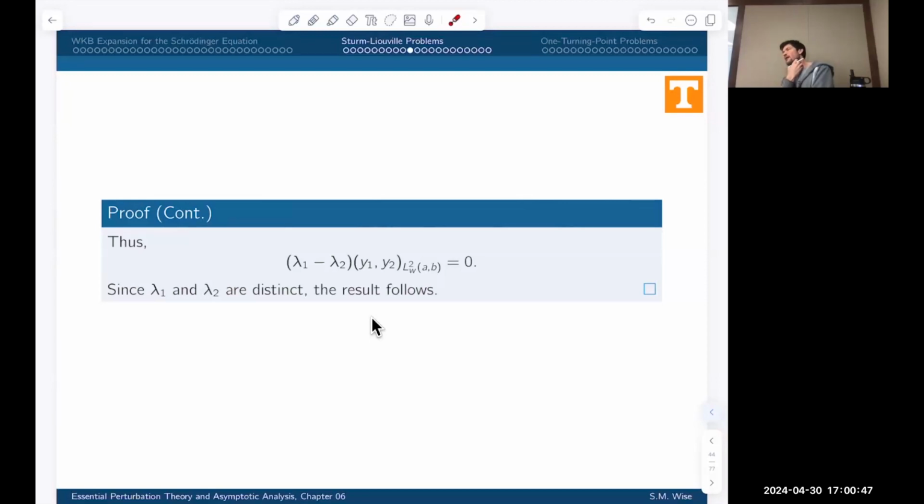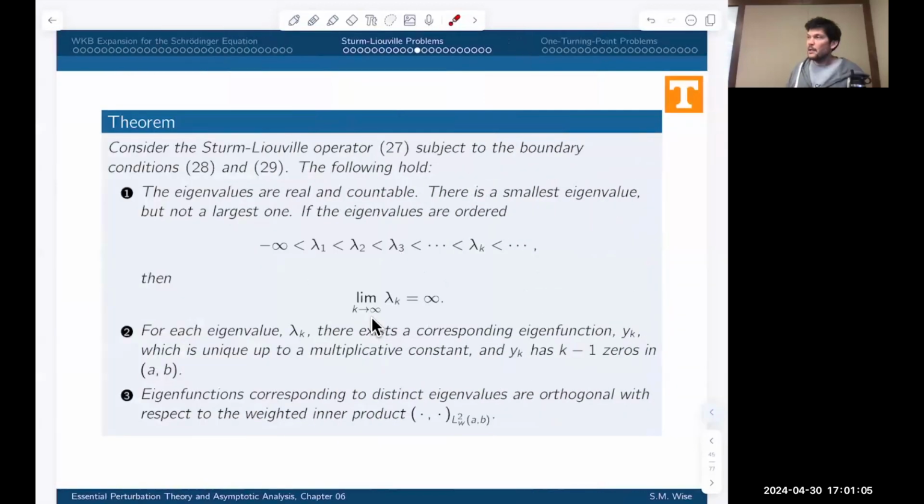Yeah, that's a good question. How do you show that the eigenspace for each eigenvalue is only 1-dimensional? I don't know off the top of my head. It is true though, in 1 dimension for these regular Sturm-Liouville problems. And let me know if you find that proof by the end of the lecture.